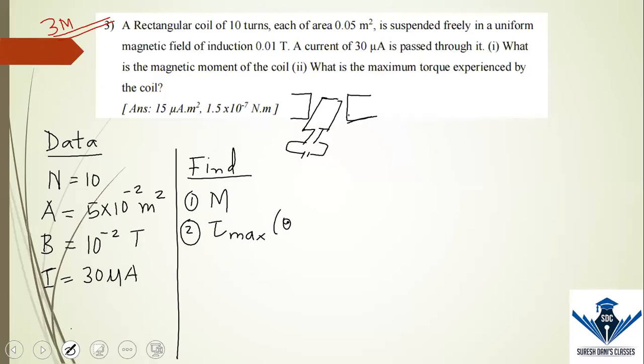When I say max, it is understood they are considering theta equal to 90 because torque has mB sine theta. So sine is becoming maximum, so theta here is considered as 90. So let us think about the solution, and I'm giving you 1 minute to check whether you're getting the required answer. It's a straightforward formula based question.